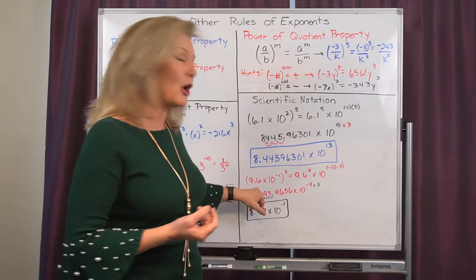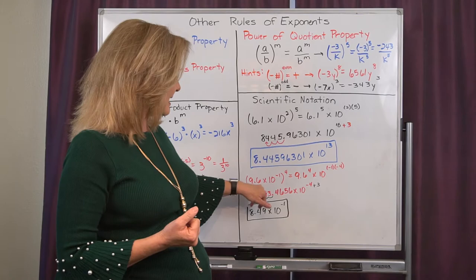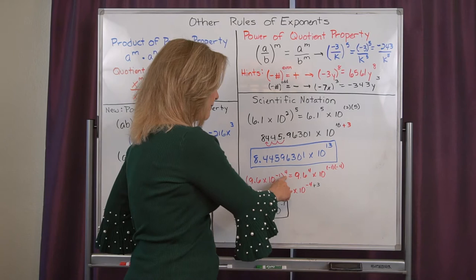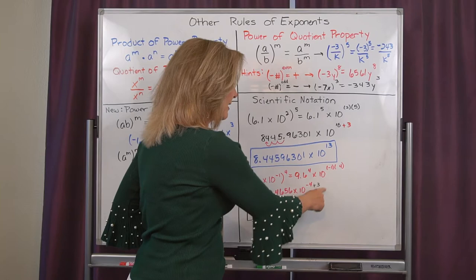Now, it also works if we have a negative scientific notation. If I had 9 6/10 times 10 to the negative first raised to the fourth power. Well, I'm going to take that fourth power with 9 6/10, and I'm going to use my calculator to calculate that. And then I'm going to take that fourth power and multiply it by this negative first power. When I do -1 times 4, I get -4.